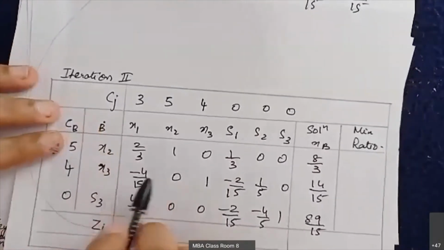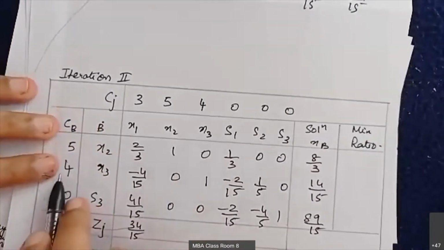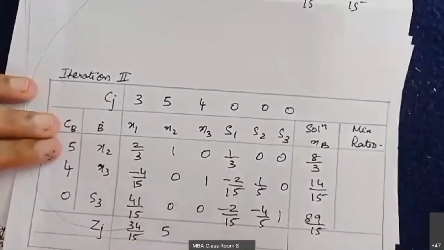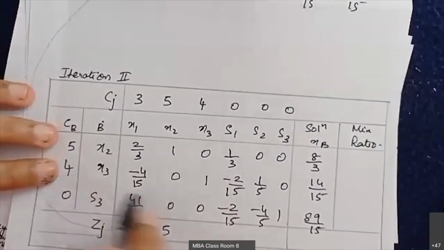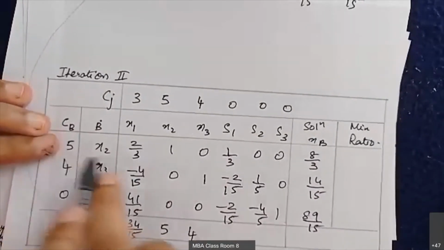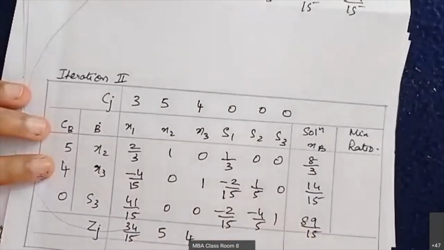Quickly tell me the other values. 5 into 1 plus 4 into 0 plus 0 into 0 is 0, so it is only 5 into 1, that is 5. Next one, 5 into 0, 0, 4 into 1, 4, 0 into 0, 0. So it is only 4. Next one, 5 into 1 by 3. I will write it down and show it to you.